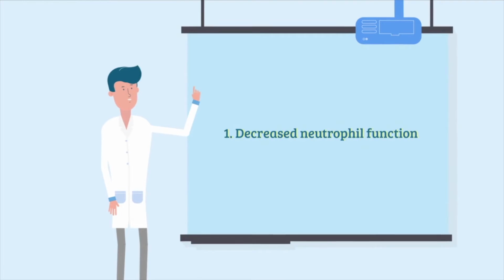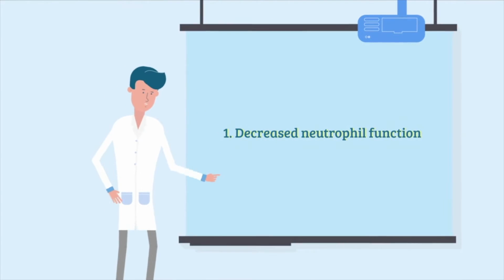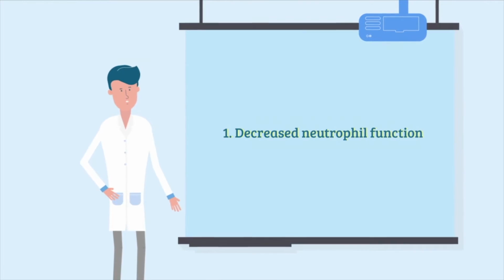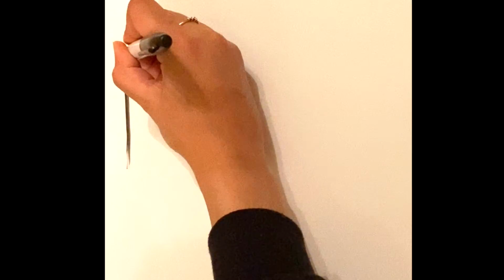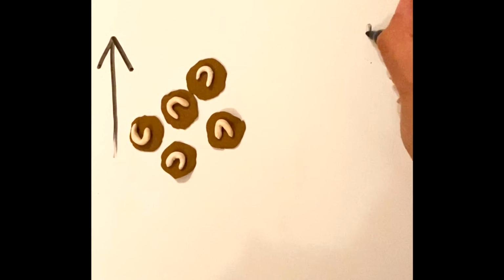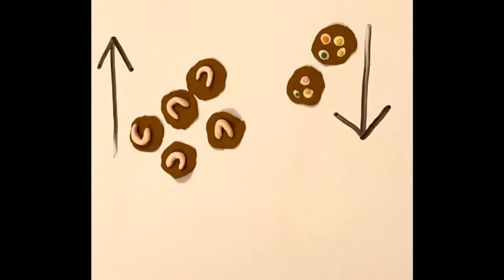In the group of patients with sepsis, it was found that neutrophil function was reduced more than those without sepsis. This is because the sepsis patients have a high number of immature neutrophils. Neutrophils come from the bone marrow, and in these patients, they leave the bone marrow too early, which affects their functionality.